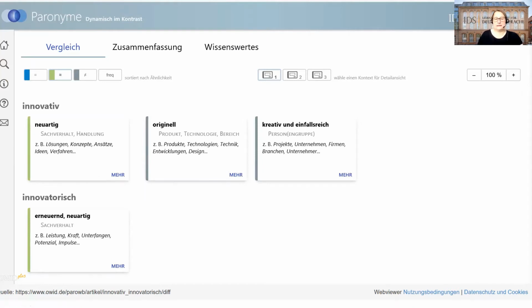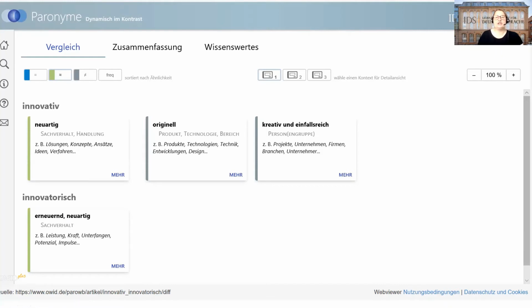So we have one relationship of similarity between the two adjectives, and you can see they're only similar and not identical because we have a difference in the reference. Here you have only one term, subject matter, and here you have subject matter and actions or processes. That's because only innovative can co-occur with verbs, as you will see in a minute. We also have 2 more uses for innovative on the right-hand side, which characterizes products, technology, and areas as being original, or people as being creative and inventive, and we don't have those for the other term.